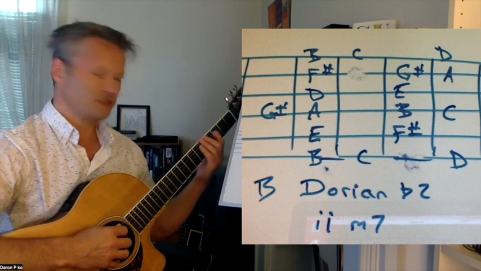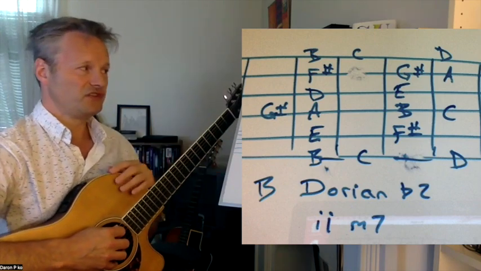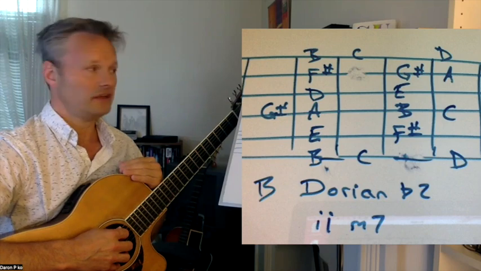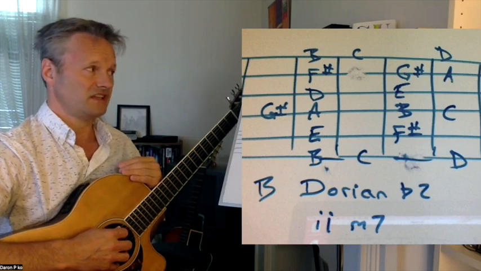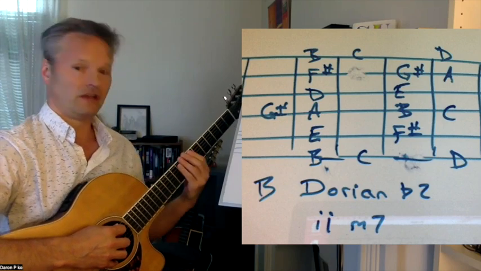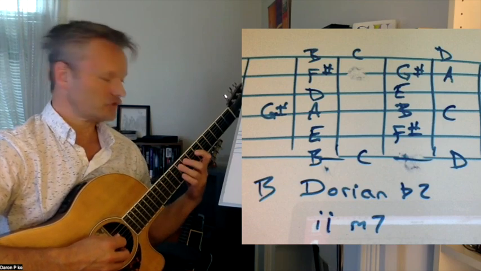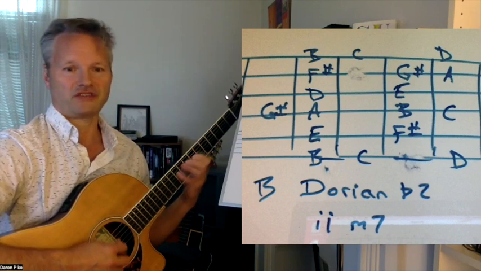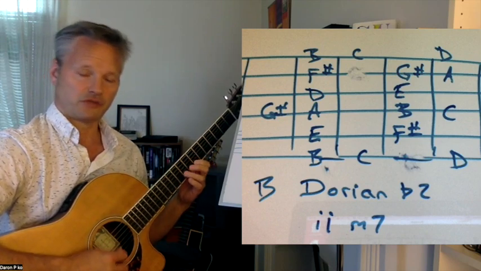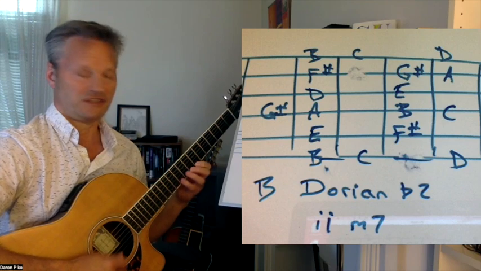The notes are going to be the same. We've had A, B, C, D, E, F sharp, G sharp, and A. Now we just start on the B note. B, C, D, E, F sharp, G sharp, A, B. So here we have B, C, D, E, F sharp, G sharp, A, B, C, D, E, F sharp, G sharp, A, and then a B, C, and D.